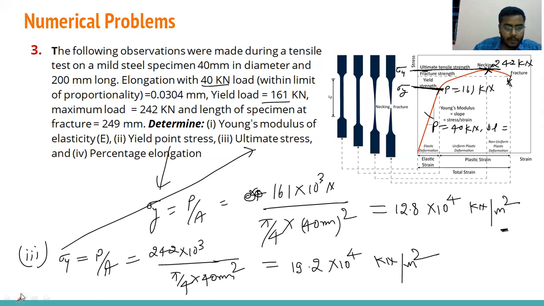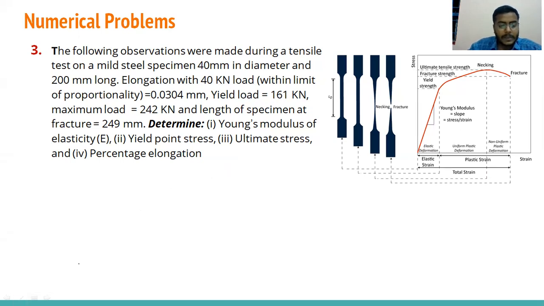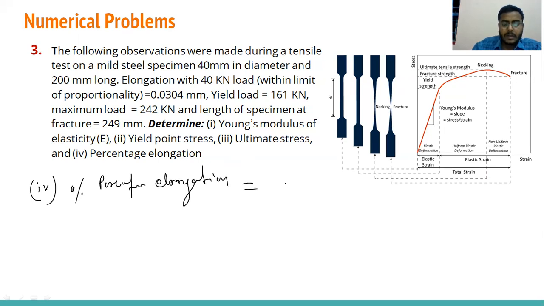Right? One more thing we have to calculate, number 4, percentage elongation. So we have to calculate the change in length divided by original length. Original length, we can write initial length. And final length. So that is called change in length divided by original length into 100. So this will give us the percentage elongation.